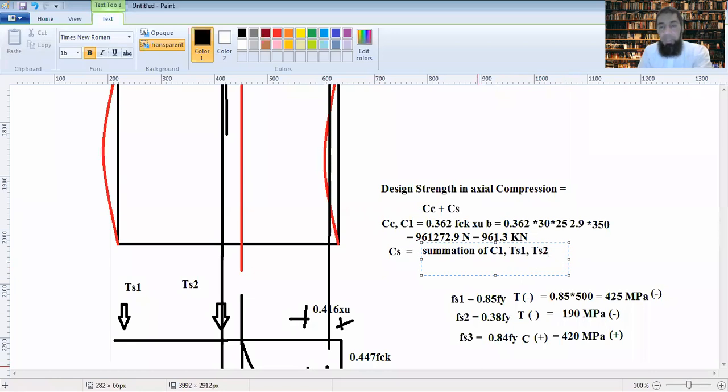Now in compression, when they are all acting in compression, they still would have their signs, because the other portion is in tension. So C1 is contributing to how much? 420 megapascals. Now into what? Into its area. So let me, if I can get the summation sign here.